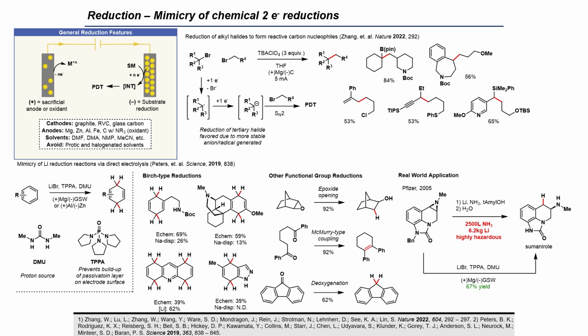Arenes are not the only things that these deeply reducing electrochemical conditions could target. Epoxide opening, McMurry coupling, and ketone deoxygenation could be achieved using these Birch conditions. This reaction was also applied to the synthesis of sumanirole, where previously Pfizer carried out a chemical Birch that required 2,500 liters of ammonia and over 6 kilograms of lithium to carry out. The key transformation they were trying to achieve was a tandem aziridine opening and debenzylation. Instead, the electrochemical conditions developed here were able to achieve the same tandem reduction without the hazardous conditions.